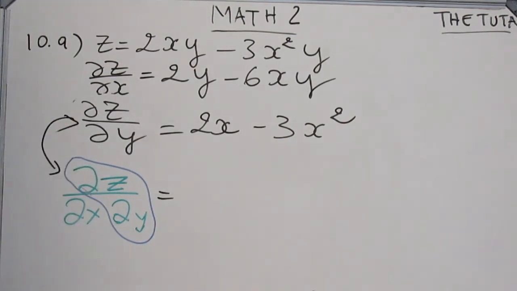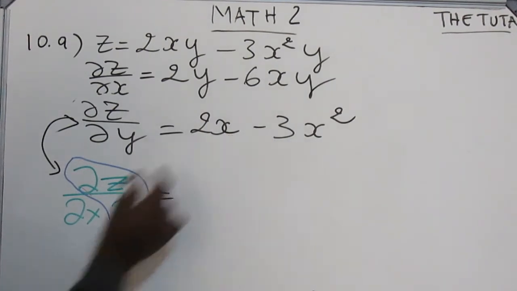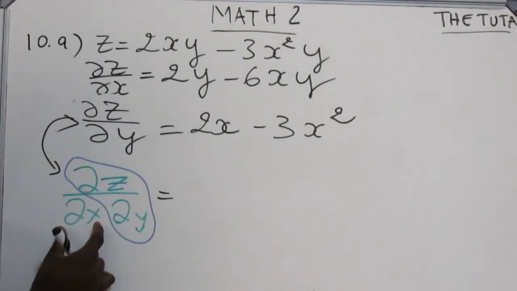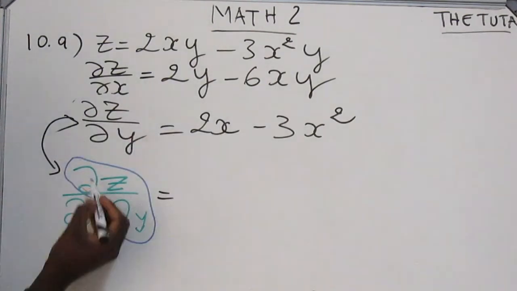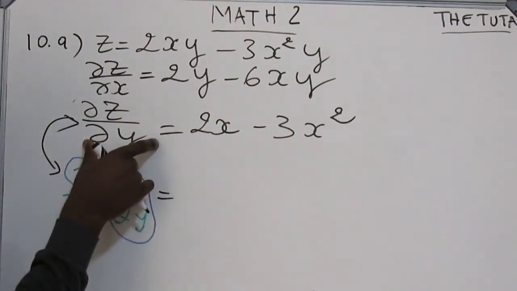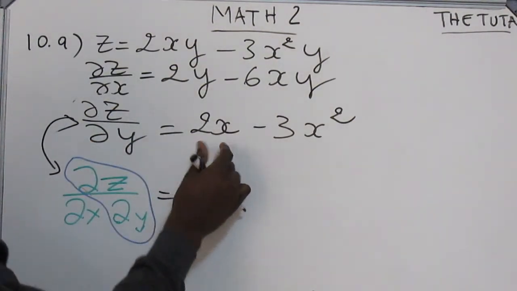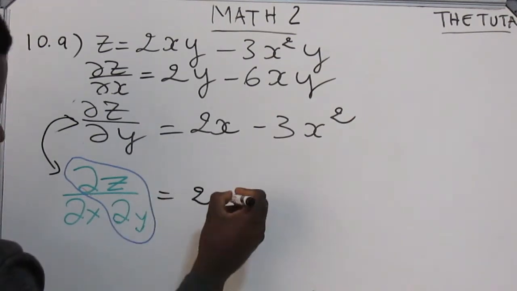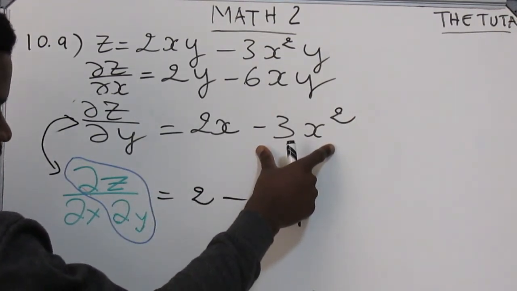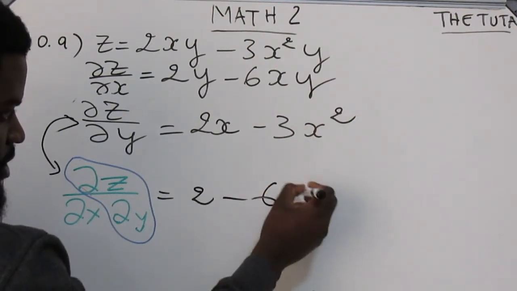When you look at this, with respect to x, because they started with x, you need to derive x in the derivative of y. You see it's there, dz over dy. You are deriving x in dz with respect to y. So now the derivative of 2x is going to be 2, minus the derivative of 3x squared. The 2 comes down, it's going to be 3 times 2, negative 6x. Done.